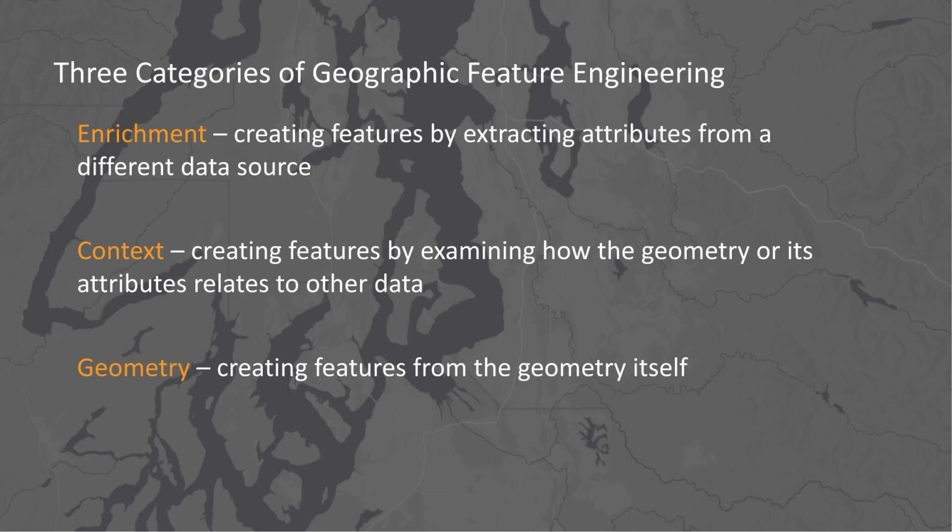The last category we're going to discuss is geometry. Imagine you're driving down that same road, but now that road is very, very curvy. What if we wanted to take that geometry and capture that curvature as an attribute? That's something we can do by computational geometry, actually using the geometry of the road itself.